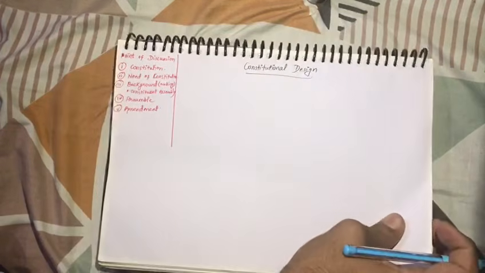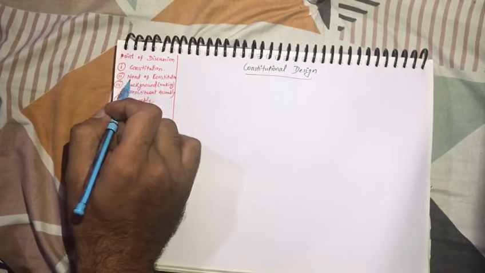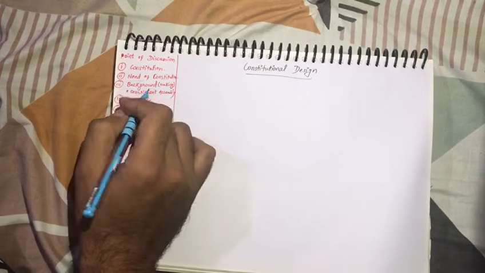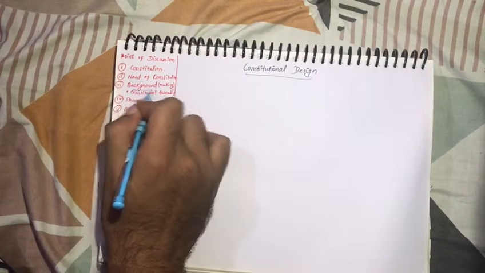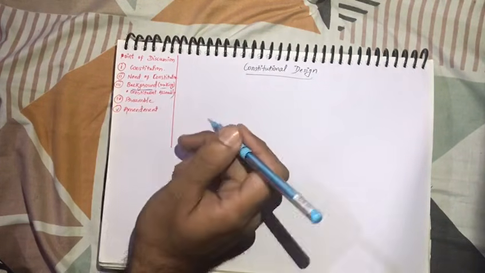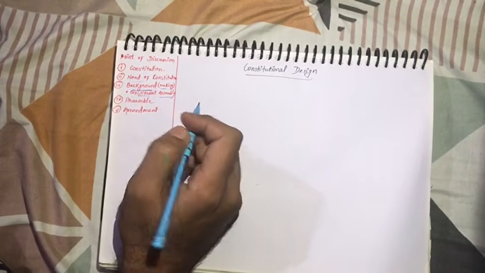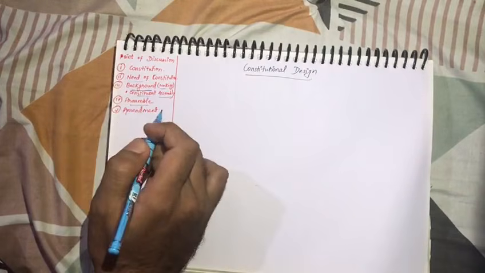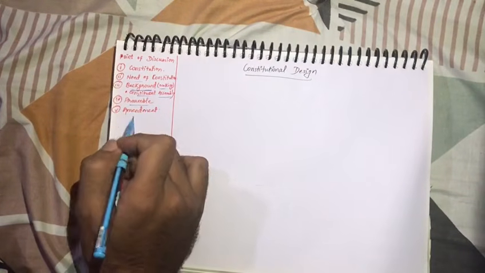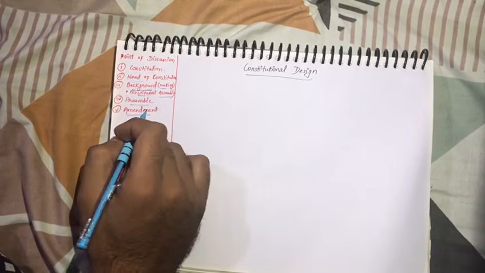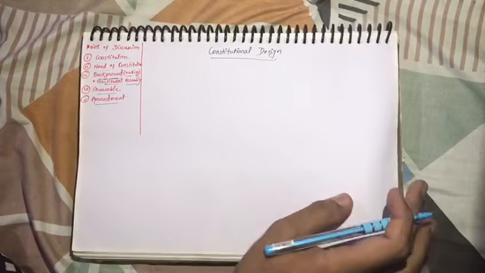So our point of discussion would be, what is the constitution? We will know what it means and how we can define it. Second, we are going to read about the need of the constitution, why it is needed. Third, we are going to read about the background. Background means the history of the constitution, how it is made, the role of the constituent assembly in making the constitution. Then we will read about the preamble, a very important part of the constitution, and we'll read about the amendment. I'll tell you what it means. Please follow along with me.